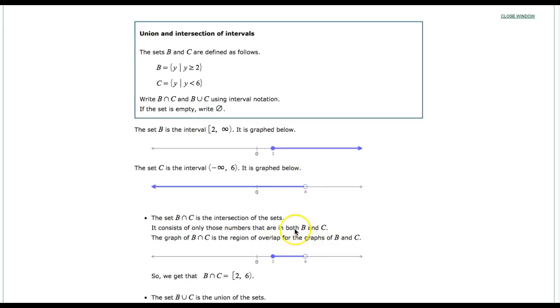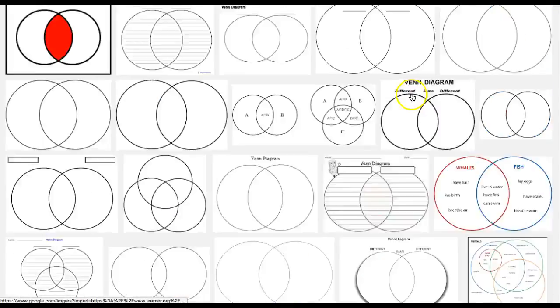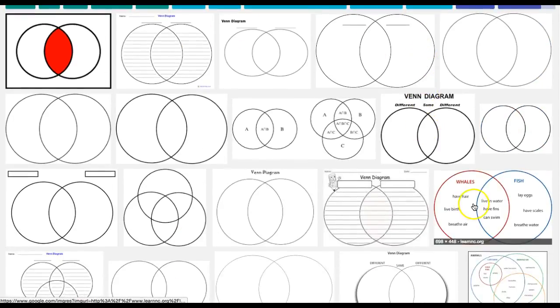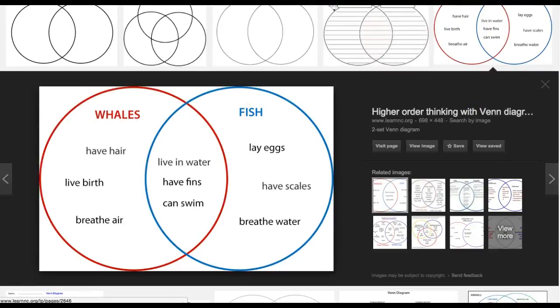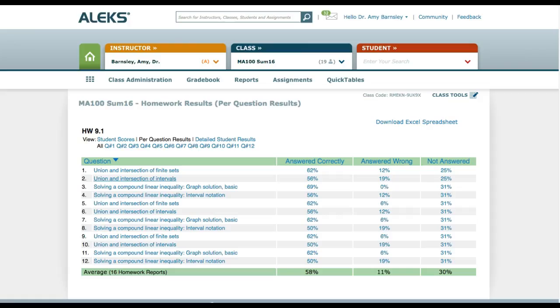So there's the intersection. Now it doesn't ask you this, but oh, it does. What is the union? Well, the union would be everything, because this set runs to negative infinity and this set runs to positive infinity. So the union is everything. Remember, back to my Venn diagram with my fishies and my whales, that's everything. I really think with this homework, it helps to keep picturing that Venn diagram.